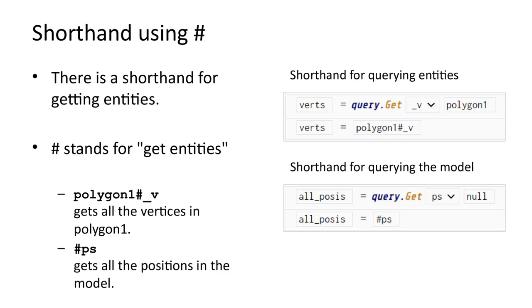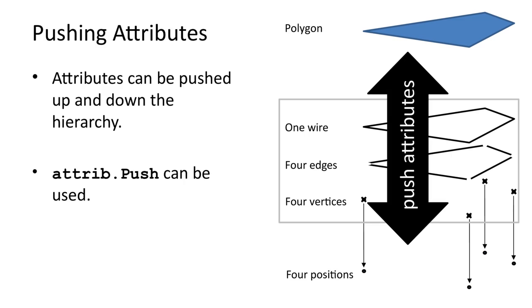Now let's look at one more useful function that can be used with attributes. That is the attrib.Push function. You can think of objects, topology, and positions as forming a hierarchy. The objects are at the top and positions at the bottom. Later, we will see that collections are above objects. And right at the top we have the model. But for now, let's think of objects as being at the top. The attrib.Push function can be used to push attribute values up and down this hierarchy.